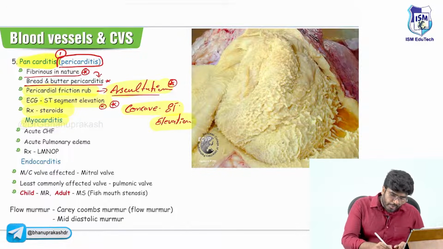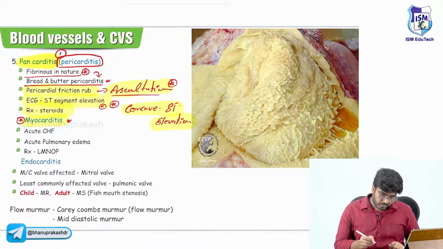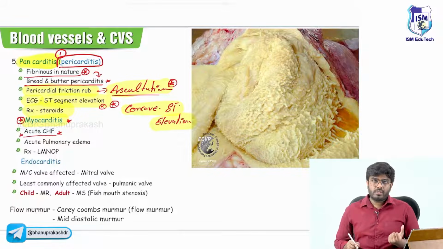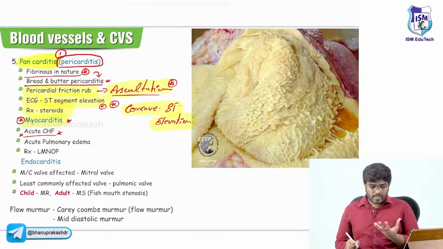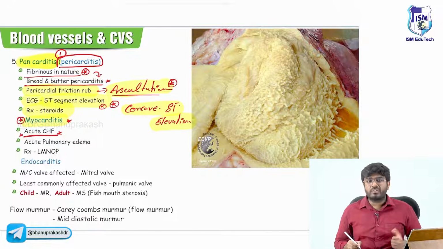Now, there can be myocarditis, myocardial involvement. The myocardium of the heart can be involved. If the myocardium is involved, it is called myocarditis. Since the muscle is getting involved, the muscle is going to become weakened. That will cause heart failure, sir. Congestive heart failure. Myocarditis can actually kill the patient, sir. So acute congestive heart failure, the heart is failing.